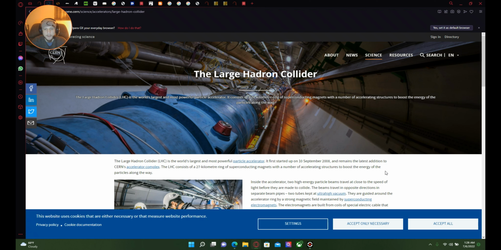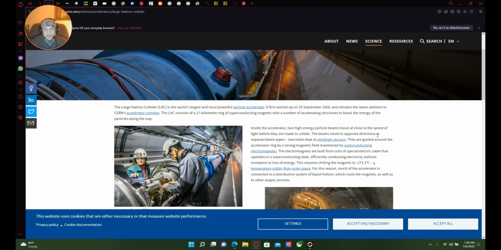Inside the accelerator, two high-energy particle beams travel at close to the speed of light before they are made to collide. The beams travel in opposite directions in separate beam pipes, two tubes kept at ultra-high vacuum. They are guided around the accelerator ring by a strong magnetic field maintained by superconducting electromagnets. The electromagnets are built from coils of special electric cable that operates in the superconducting state, efficiently conducting electricity without resistance or loss of energy.